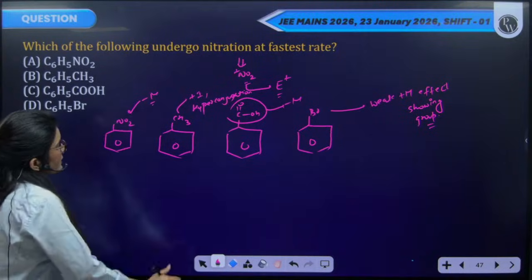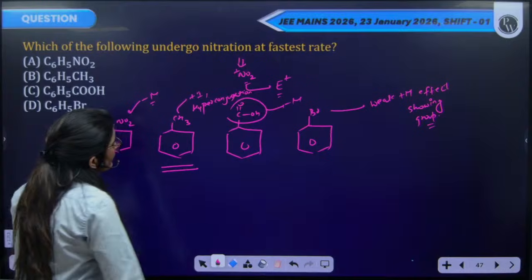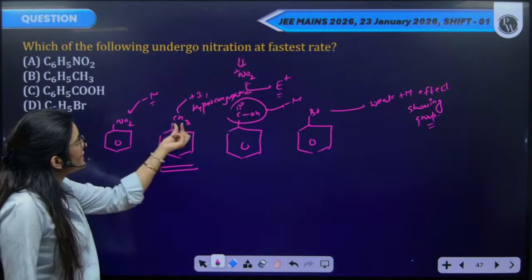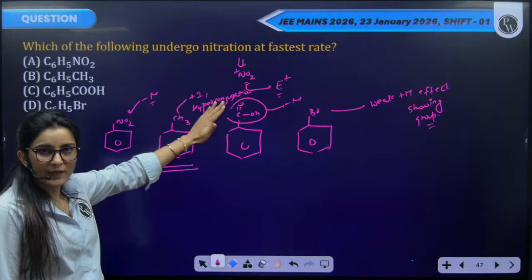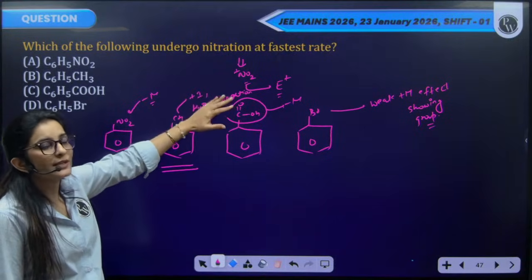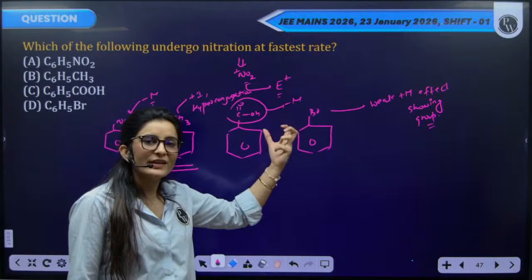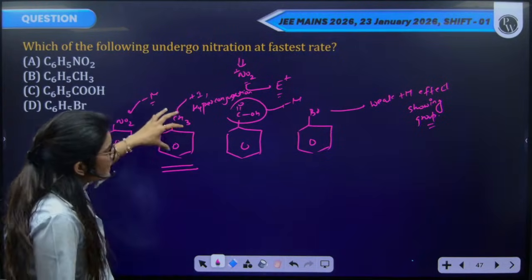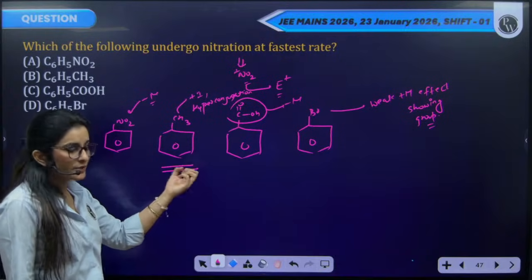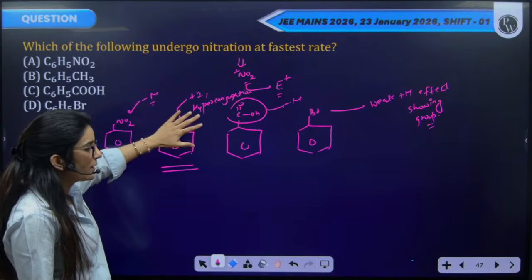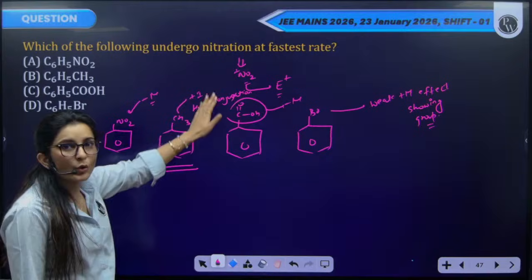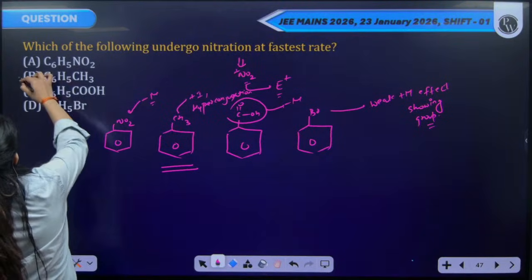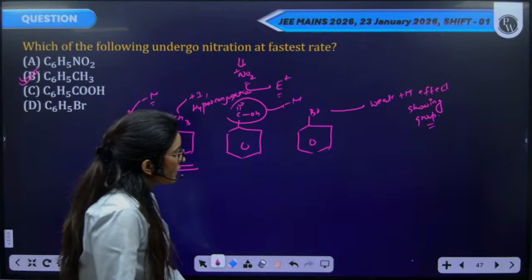So you will see the maximum electron density will be increased only in case of toluene, right? Here CH3 is increasing the electron density with the help of plus I effect, as well as with the help of hyperconjugation. So overall this CH3 is increasing the electron density. The more the electron density over the benzene ring, the more it will be donating its electron density to the electrophile. So I think B should be the correct option.